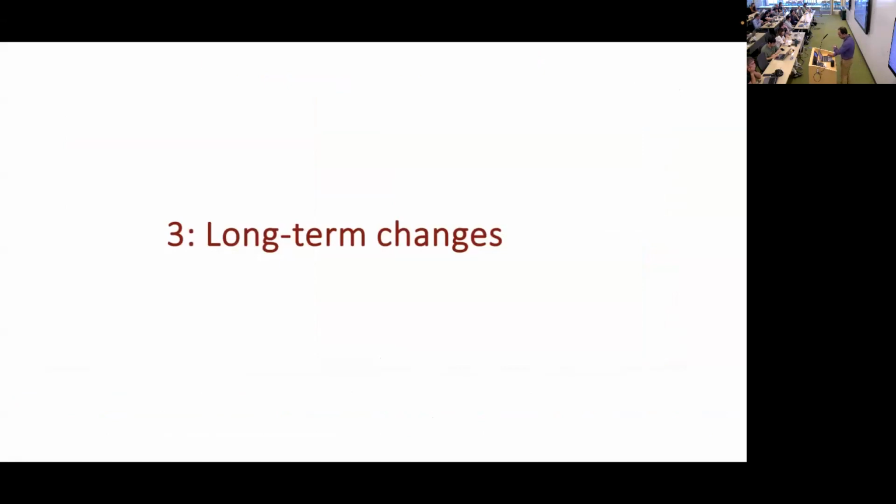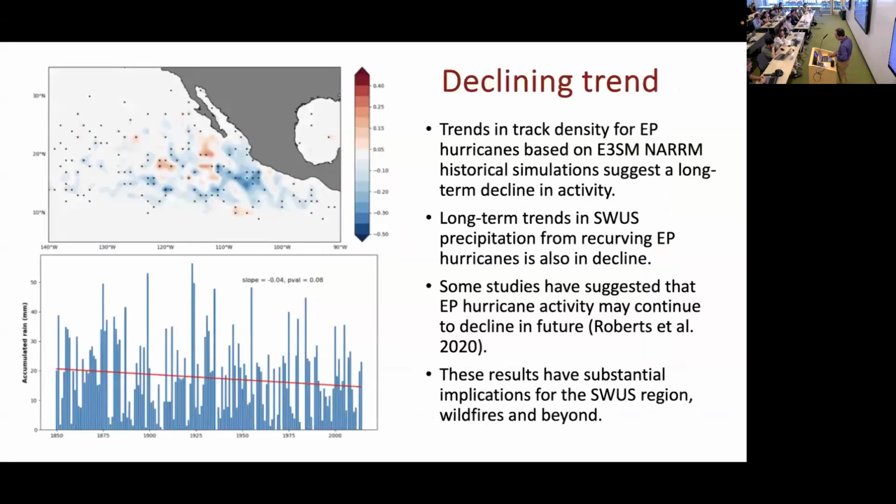So finally, let's look at long-term changes. The top panel here shows the trends in the track density for Eastern Pacific hurricanes. This is based on, again, the 3-member ensemble mean. And the bottom shows long-term trends in the delivery of precipitation from recurving Eastern Pacific hurricanes to the Southwest US. So what you'll notice is that there are negative trends in the track density that show that there is a long-term decline in Eastern Pacific hurricanes.